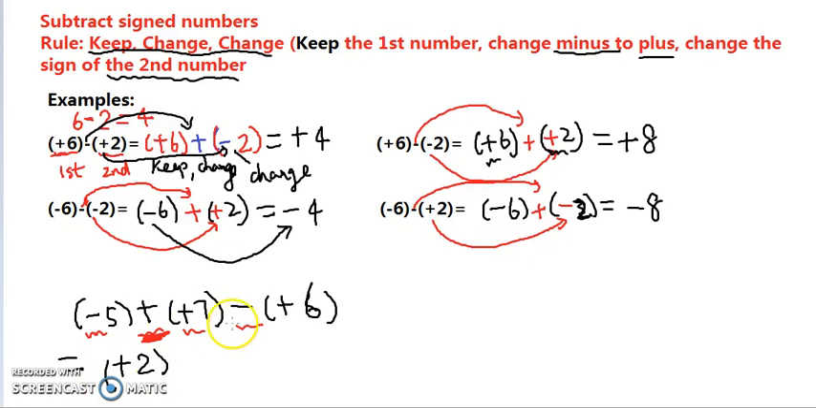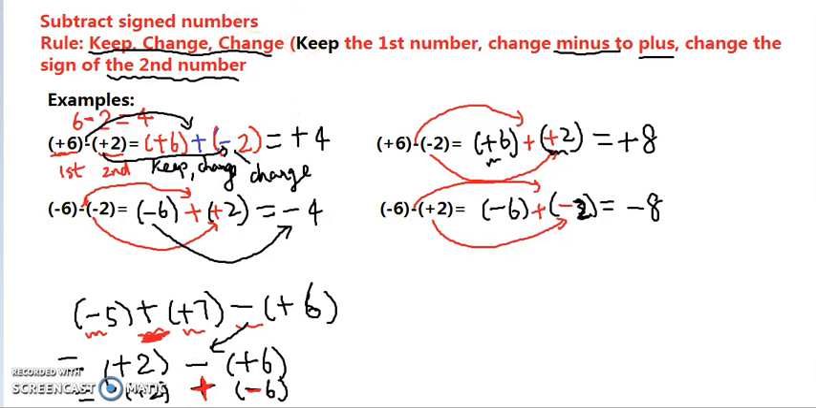Okay, so we're done with the first part. We haven't done anything to the second part. So now we're going to copy the next operation, minus, and the next number, plus 6. And over here we're going to do keep, change, change. So keep the first number, positive 2. Change the minus to plus, and change the plus to minus. Do 2 sign changes. Let me use red color to highlight the changes here.